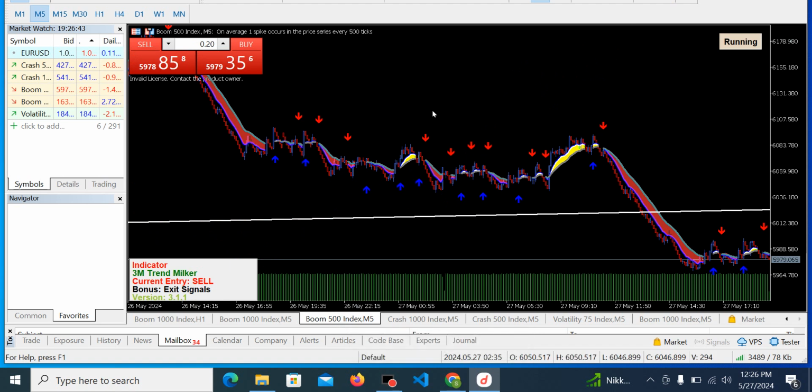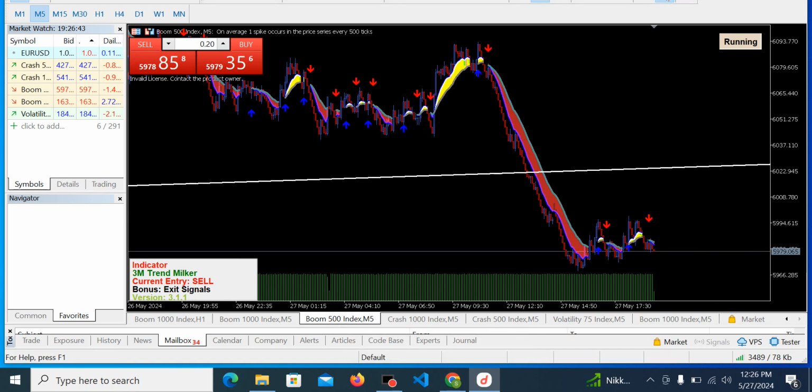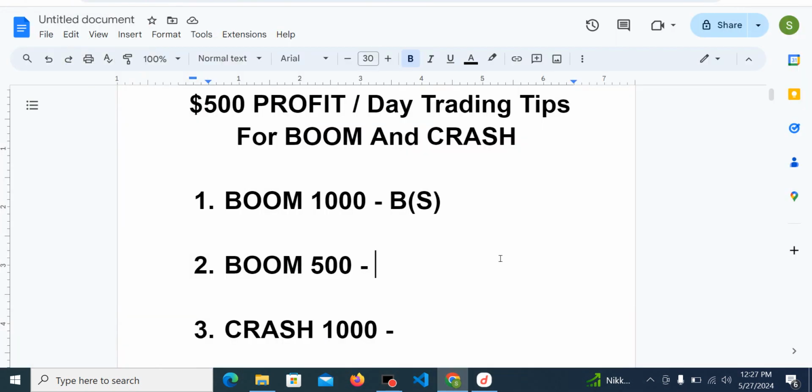So the next asset is going to be Boom 500. Boom 500 had been on a downtrend right from this resistance zone. You can see it kept on selling till it got to this region. It has gotten to this support zone and is trying to see if it will break out below it. If it breaks out below it, it will keep on selling. If it does not, it will go back on a buy trend, but for now it is still selling.